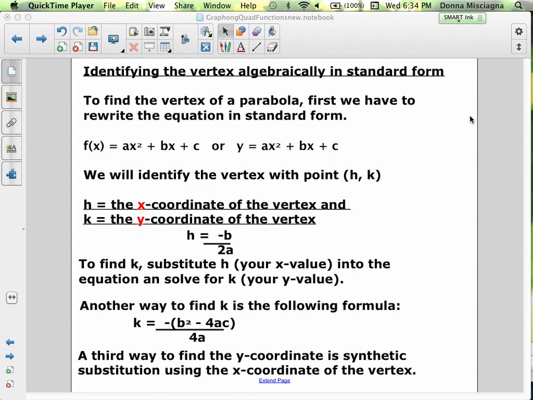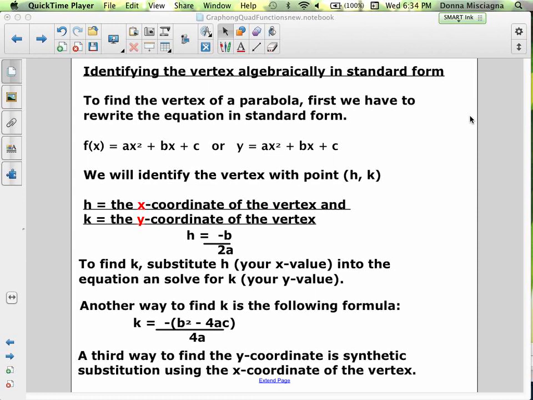So first of all, if your equation is not in standard form and you want to use this method, you're going to have to make sure your equation is in standard form. Right? So we want f of x equals ax squared plus bx plus c, or y equals ax squared plus bx plus c. By the way, if there was no c, no constant, and it was ax squared plus bx, that would still be standard form. It just means our c is 0.